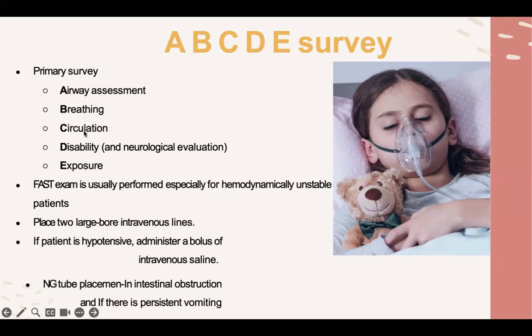So we need to look at this survey and initial resuscitation after the primary assessment. Then if there is a history of hemodynamic instability with trauma, we need to perform focused abdominal sonography in trauma. Place two large bore intravenous lines. If the patient is hypotensive, administer a bolus of intravenous saline. And if there is intestinal obstruction with intestinal distension and persistent vomiting, insert an NG tube as well.